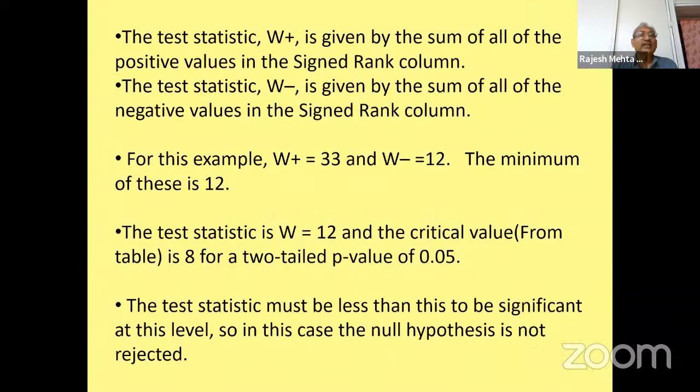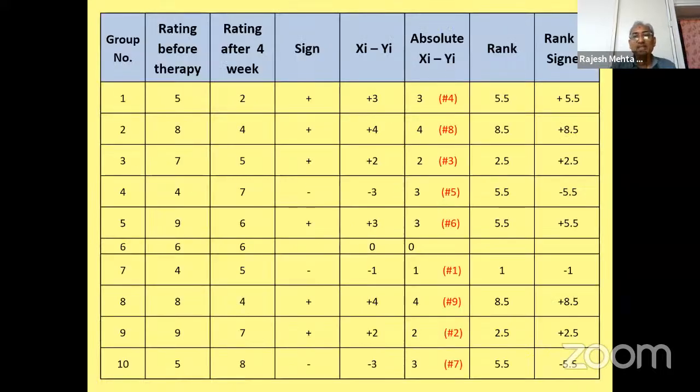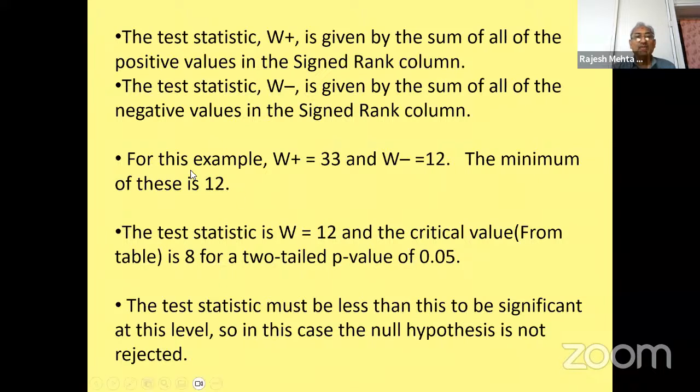Now, the test statistic W plus and W minus, right? So W plus is 33 and W minus is 12. So this 12, we are going to use it. You can see over here, you make a total: 5.5 plus 8.5 plus 2.5 plus 5.5, like this. And you make a total of minus 1, 5.5 plus 1, 6.5, and 5.5, which is 12. So here is W plus and W minus. We are utilizing whichever is smaller. So this 12 we are going to use.